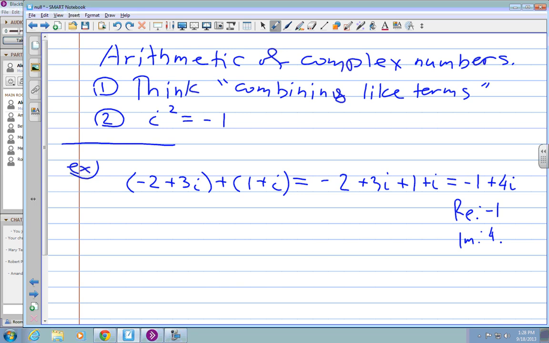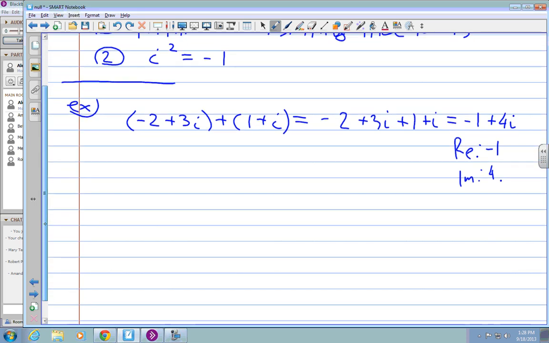Yeah. No, well, because it's not -1, it's the square root of -1. So, right, because I'm not squaring anything. So that's how you add.